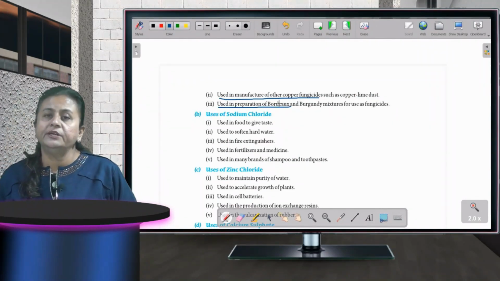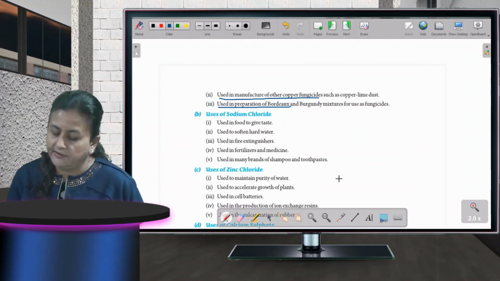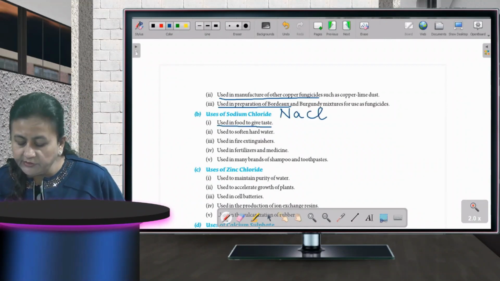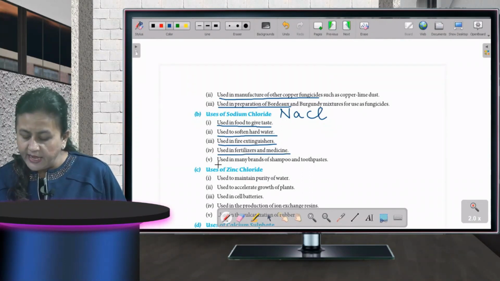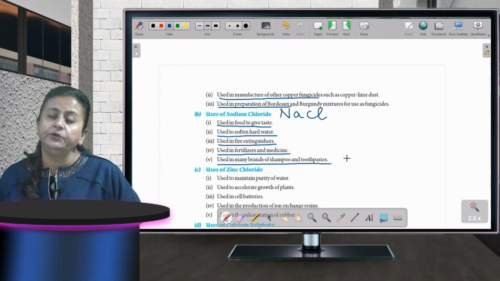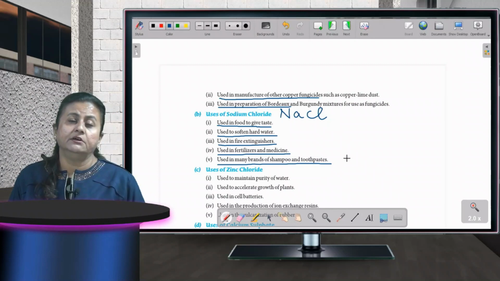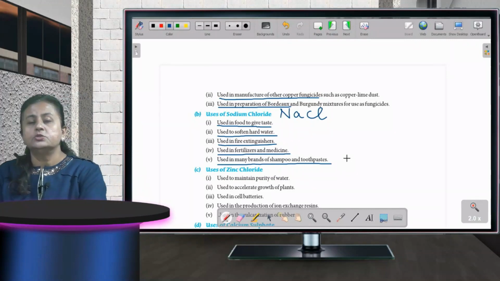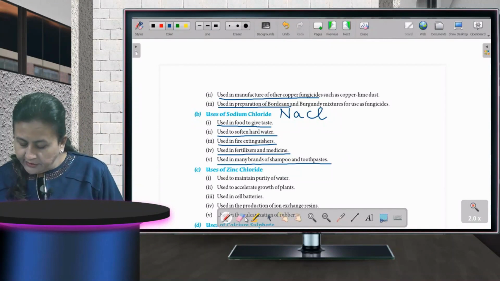Okay, then sodium chloride. Sodium chloride kya hota hai? Namak khate ho? Tata namak, that is sodium chloride. Sodium chloride is NaCl. Used in food to give taste. Used to soften hard water. Used in fire extinguishers. Used in fertilizers and medicines. And used in many brands of shampoo and toothpaste. Okay, fine. These days in the market also you must have heard of the ad. Mere toothpaste mein to namak hai. What is that namak? Namak is sodium chloride, that is NaCl. Fine children.